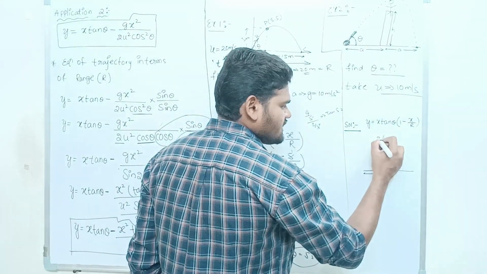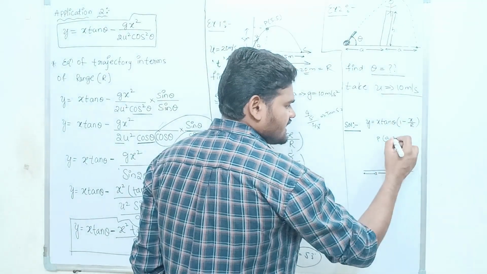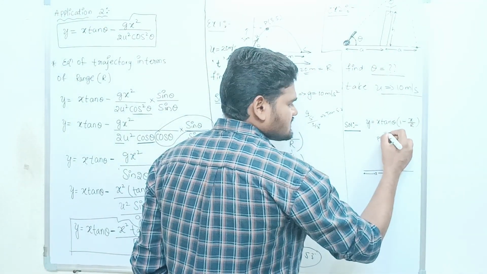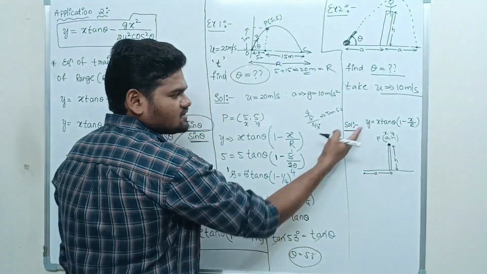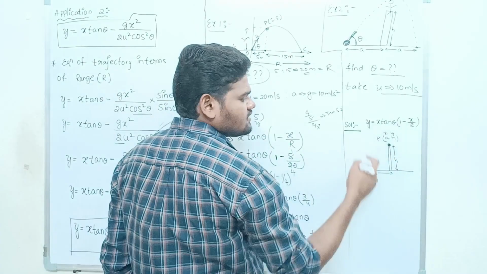Now, what are the coordinates of this thief? Along the x direction a, along the y direction h. So we got an x value and a y value. y is equal to h, and x is equal to a, and we have to find the range.